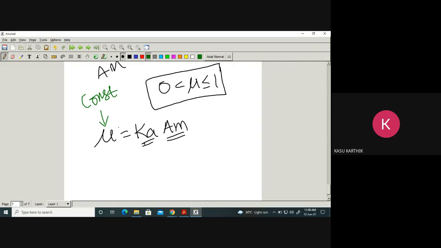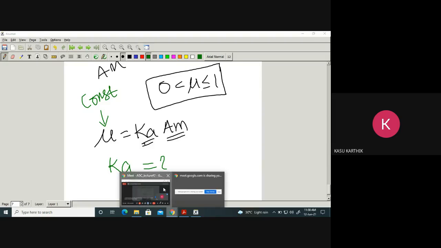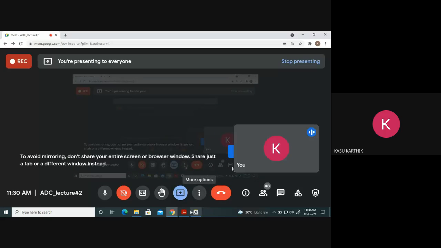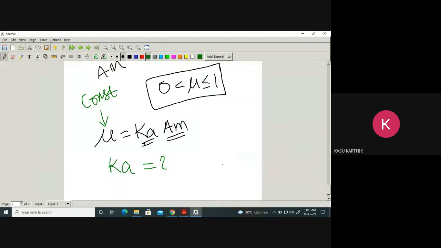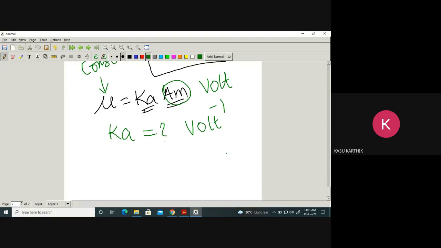Then what about the units of Ka? Tell me the answer. Mu is a constant, equal to Ka into Am. What about the units of Am? Volt. Obviously, the units of Ka would be volt inverse, or 1 by volt. Is it okay? Right?